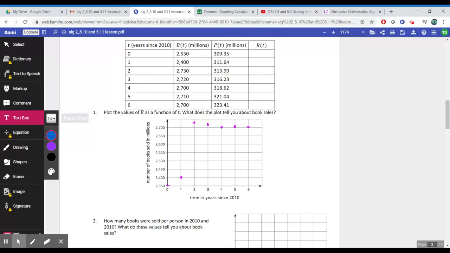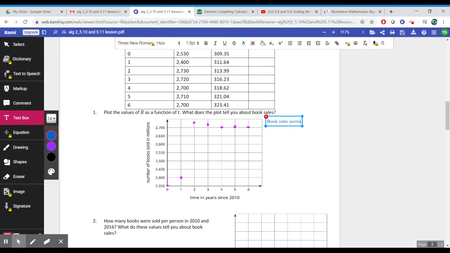So if I want to interpret that, I could say something along the lines of book sales increased from 2010 to 2012, but then remained mostly constant from 2012 to, and our ending value here is at 6. That means 6 years after 2010. So 6 years after 2010 is 2016.